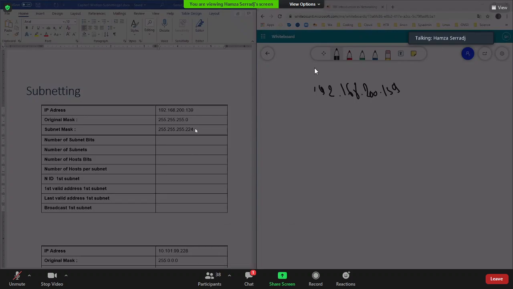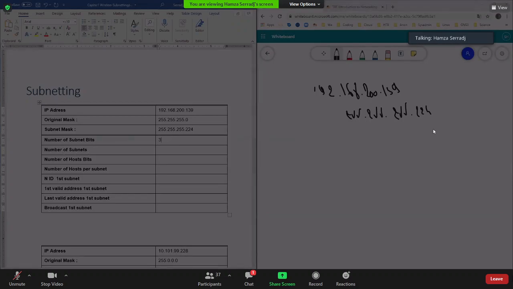So then the subnet mask for subnetting is 255, 255, 255. This is 8 plus 8 plus 8 plus 224. This is 3 bits extra right here. So number of subnet bits is 3.